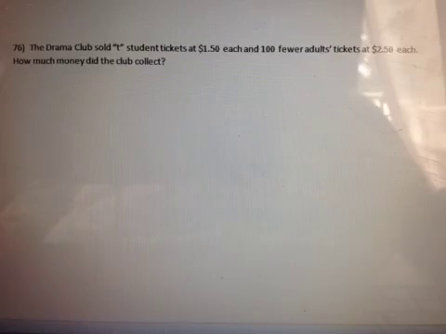All right, this is problem number 76. It's one of the word problems that didn't have steps in the book. It says the drama club sold T student tickets. So we know that T is the variable we're going to use. And let me write that down. We should always write our variables down when we choose them, so we can remember what we're doing. So we have T equal student tickets.